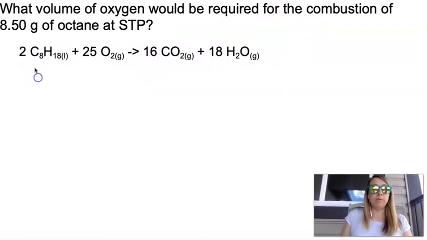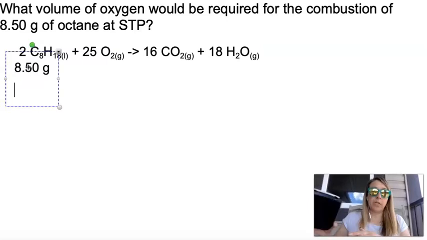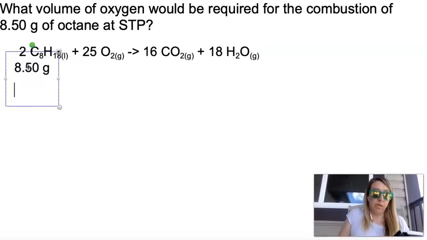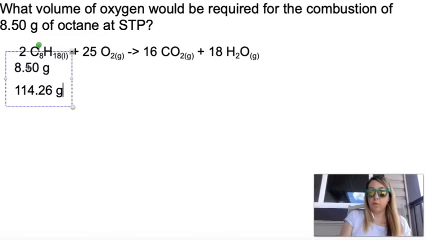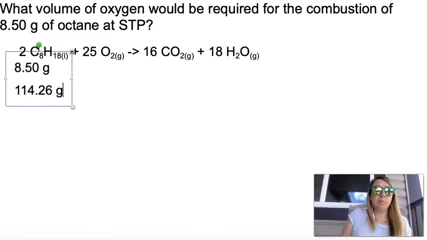So what do we have? We have a mass of octane as 8.50 grams. Because we have a mass, we're going to need a molar mass. So 8 times 12.01 plus 18 times 1.01. We get 114.26 grams, and that will be per mole.